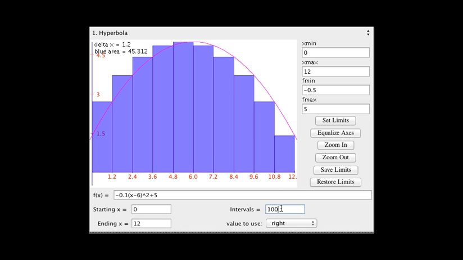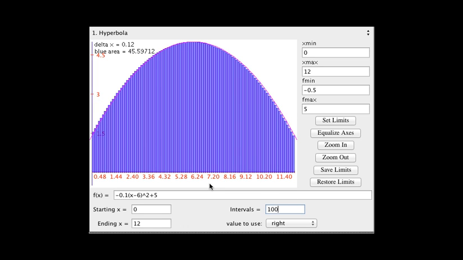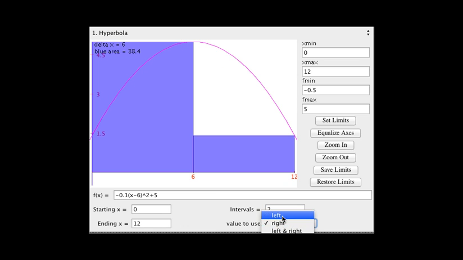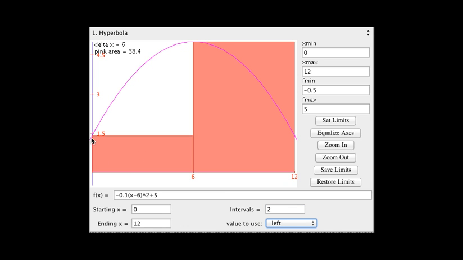If you go to an even bigger number of subintervals and divide it into hundreds, so now the delta x is getting even smaller, you can see that your blue area is getting much closer to the correct value under this graph. If I go to 1,000, then it looks like it's zeroing in on about 45.6. If I go back to my two intervals, but now I look at it from the left, so it's using the left endpoint and creating a rectangle, and the left endpoint and creating a rectangle.